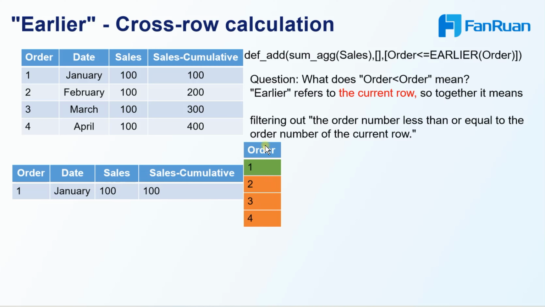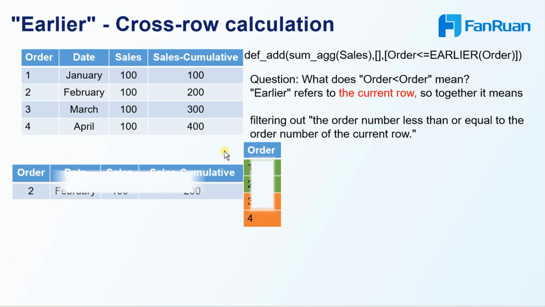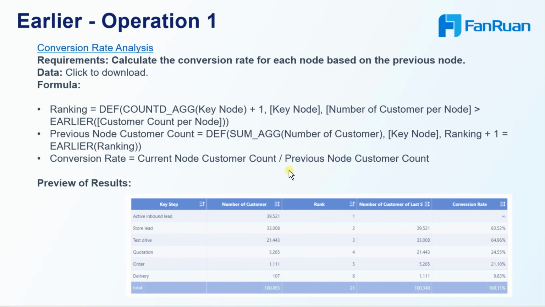For example, for the first row, the serial number is 1, so the filter condition becomes order less than or equal to 1. This means only the first row is considered, and the result for the first row is 100. For the second row, the order number is 2, so the filter condition is order less than or equal to 2. This includes the first and second rows, and the result is 200. The same applies to the third row, which includes the first three rows, and the result is 300. So, earlier serves as a dynamic filter condition that allows us to perform calculations across rows.